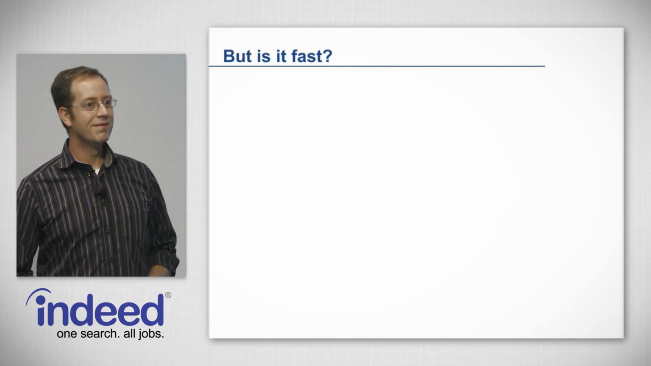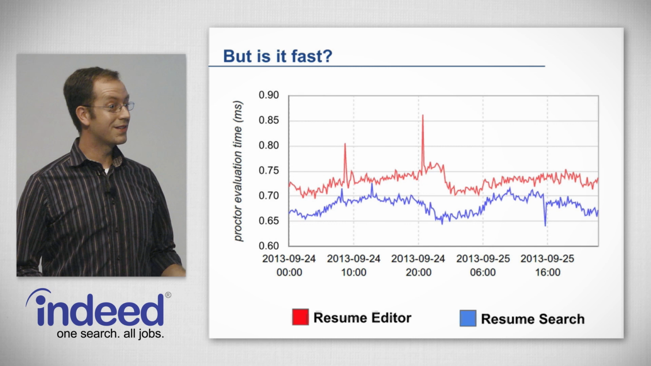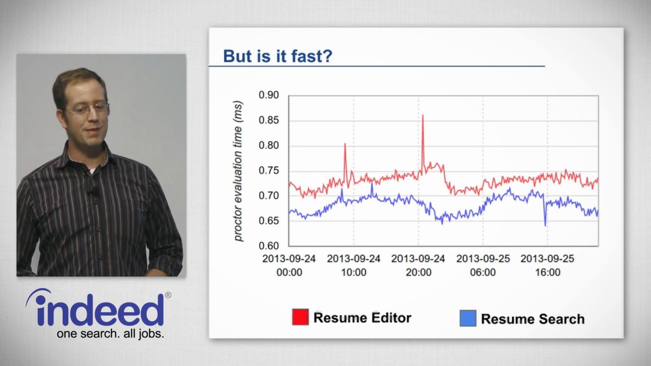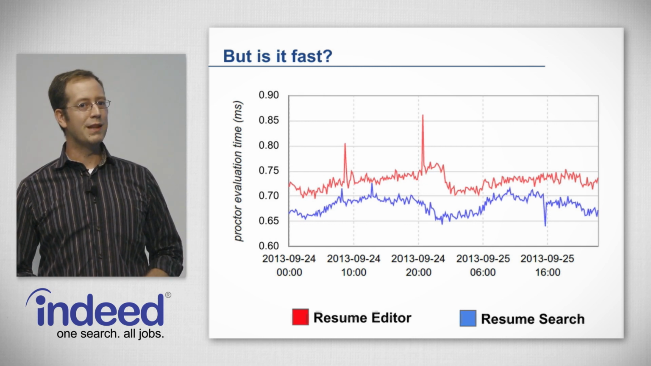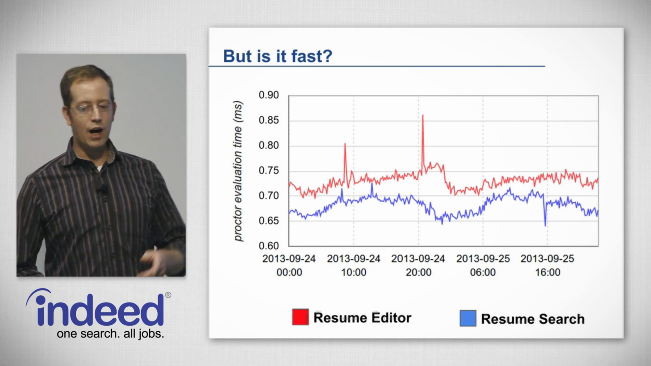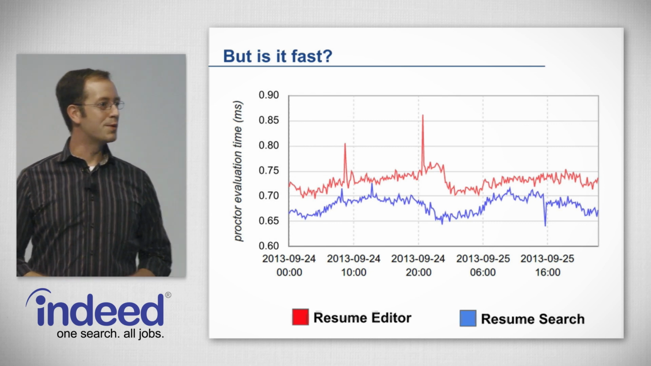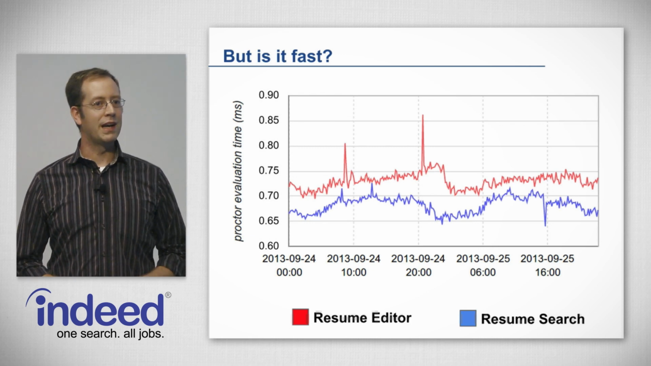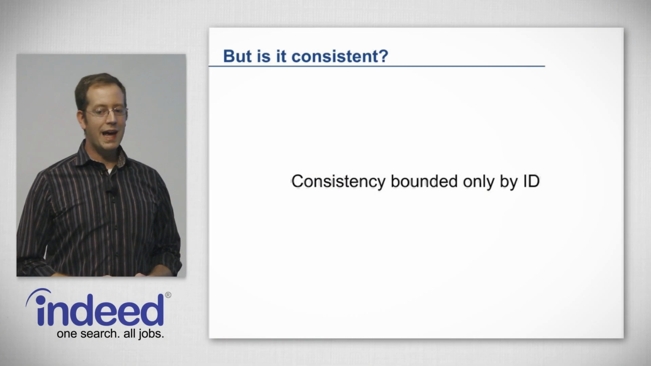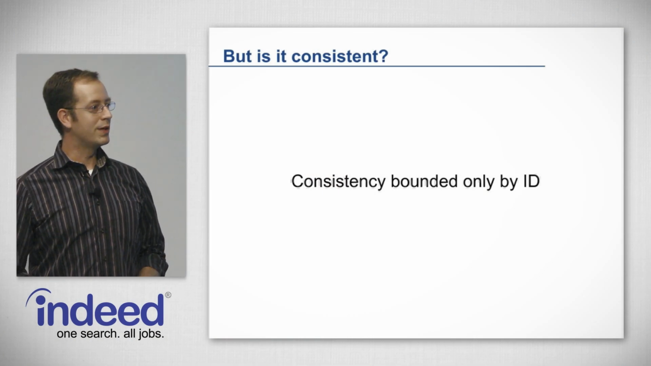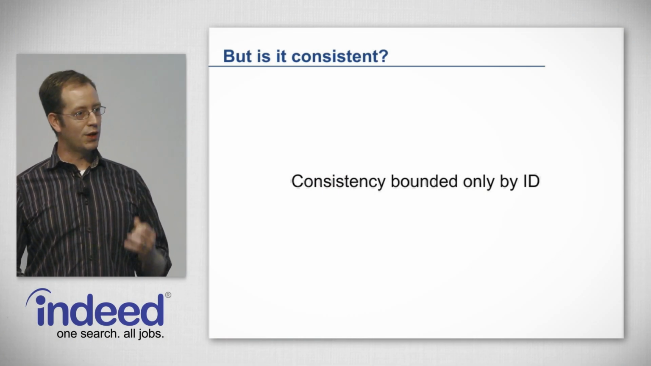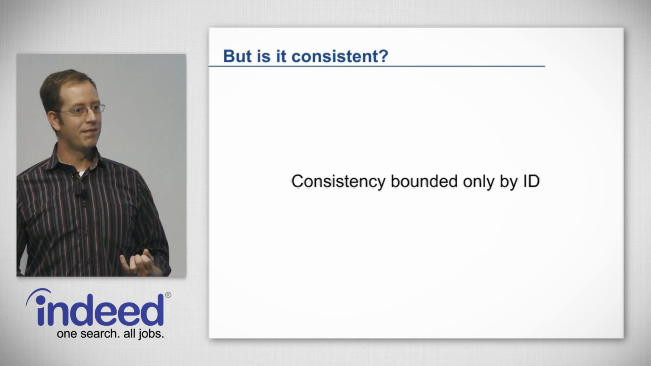But is it fast? In a word, yes. The resume editor and the resume search products were the 2 products that we had that were first using Proctor. On an arbitrary recent day, namely the one where I grabbed the screenshot, we were spending less than a millisecond per request allocating all the groups. But is it consistent? It's going to be every bit as consistent as however we store the ID. It's a deterministic function of that ID.